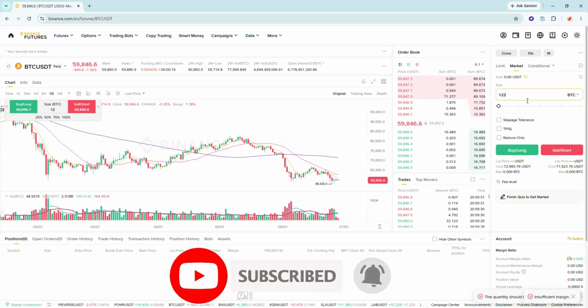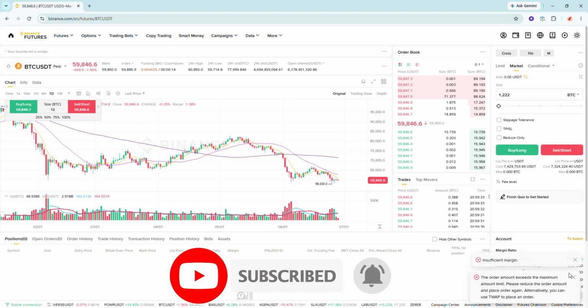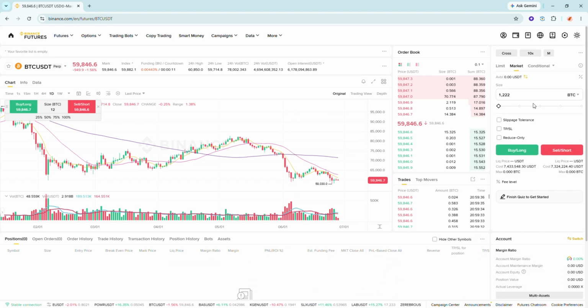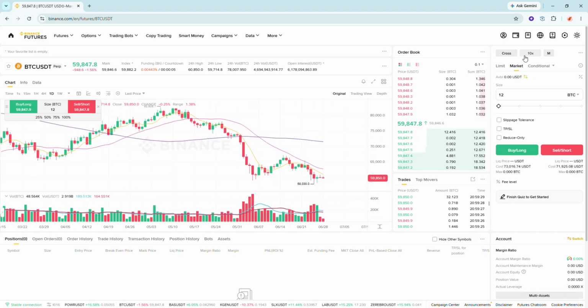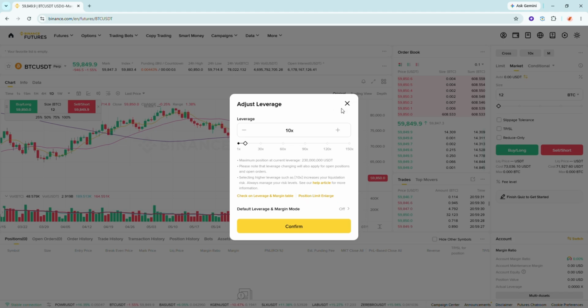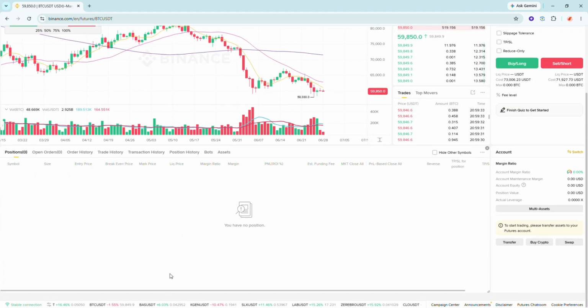However, if the market goes against your prediction and Bitcoin starts rising instead, your trade will begin losing money. If the price continues climbing and reaches your liquidation price, your position will be automatically liquidated, meaning you will lose the margin you used for the trade.